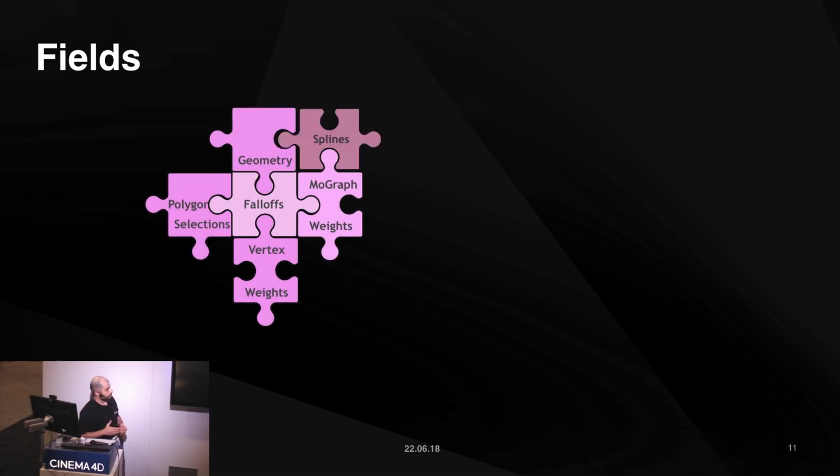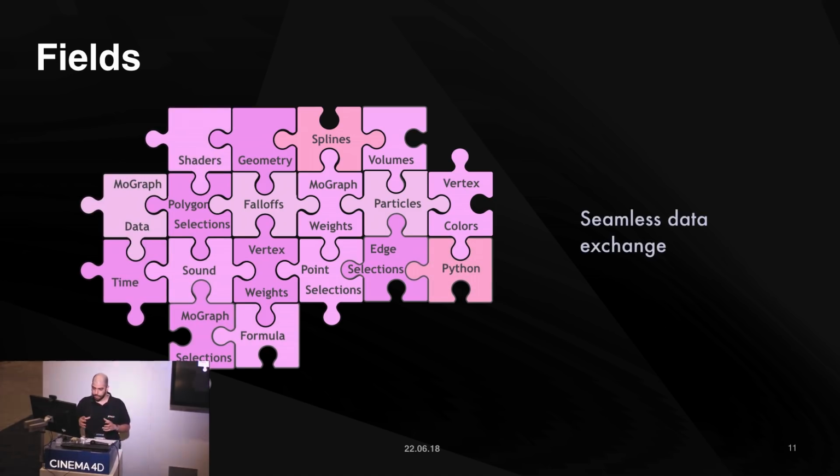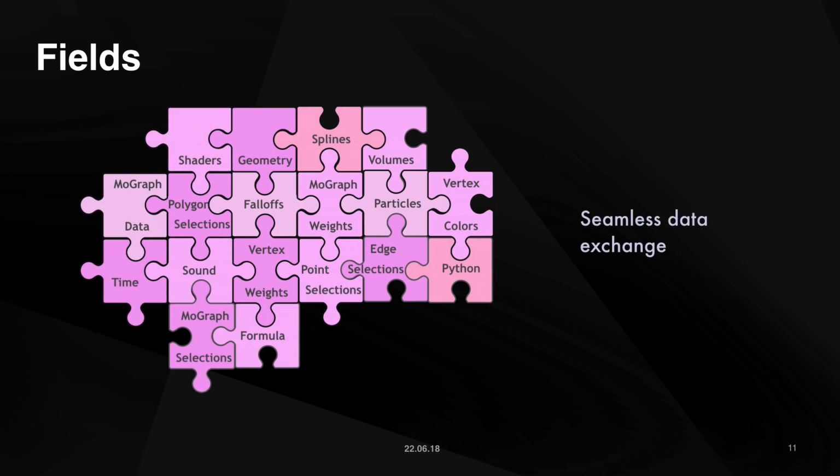And now we have all these different types of data that exist, and they're brought into the same unified system. And this is what the fields essentially are. They're a data unification system, and in a way, they're a data transfer system.